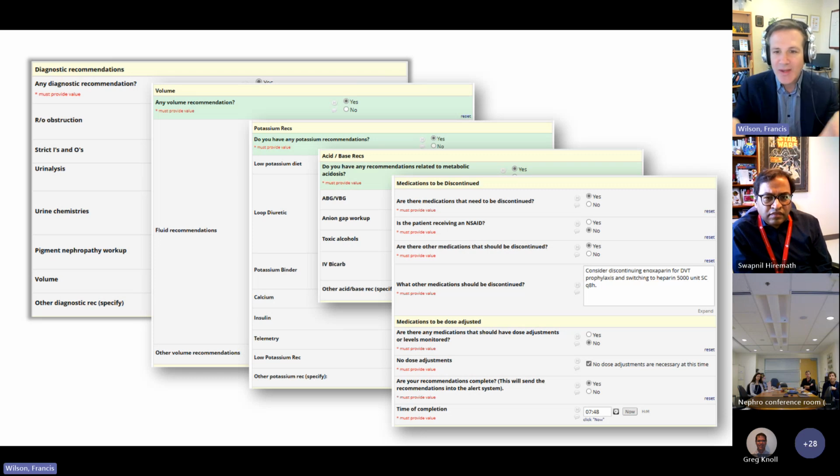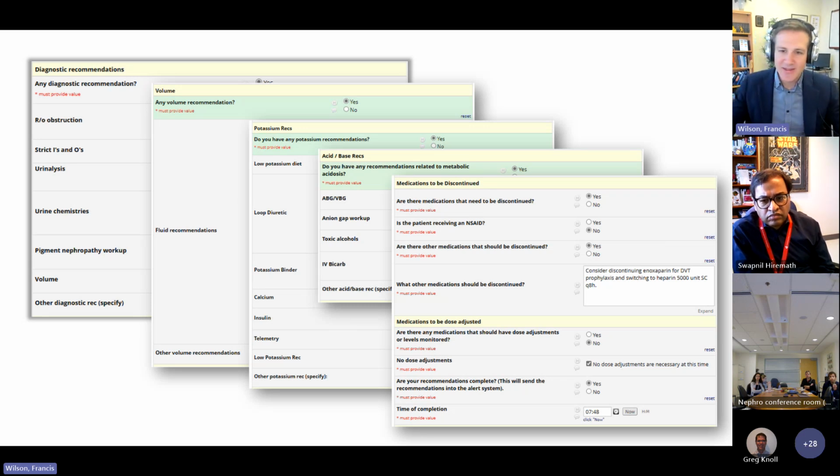And so this is the interface that the Kidney Action Team sees and fills in. So you can see here, it's very much point and click. They can just say, anion gap workup. They don't have to type it out. The only exception is the medications where there's some free text that the pharmacists put in. But everything like ordering loop diuretics and potassium binders and insulin and telemetry is just a simple click.